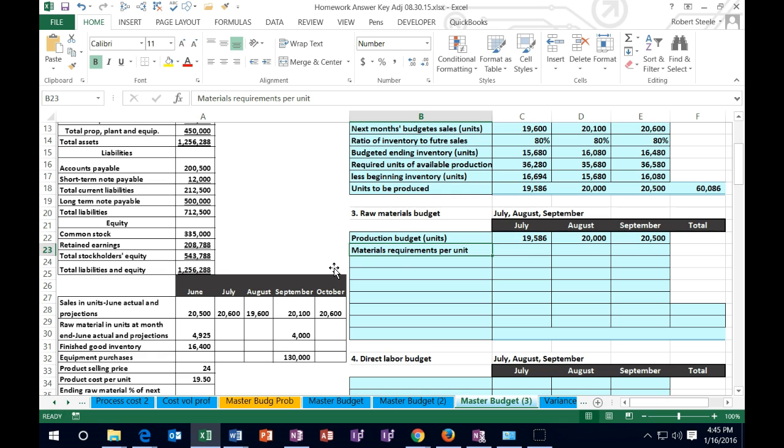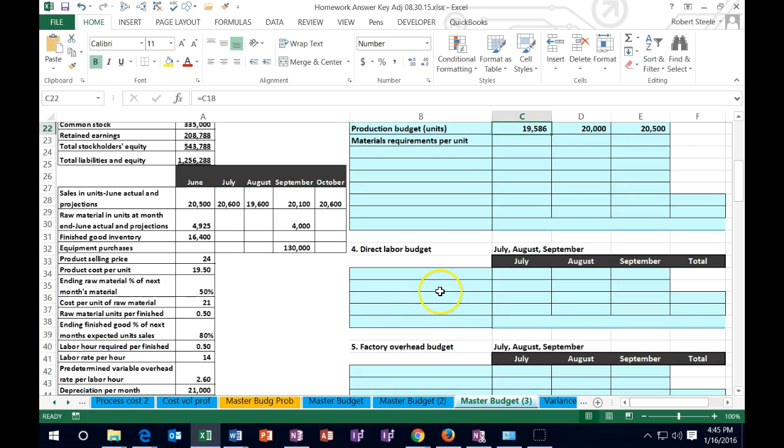Next, we're going to need the material requirements per unit. So basically, these are the units we're going to make, and we're going to say, well, how much raw material, how many things do we need in order to make that? So if it's a guitar, we'd be talking about how much wood would we need in order to make that. We're going to have to get that from the problem. Obviously, in real life, we would have some kind of estimate of how much material it takes to make each of these things, and we're going to take that from the problem. So the problem's going to have to give us somewhere how much material it will take. And in this case, we have right here, raw material units per finished, it's 0.5.